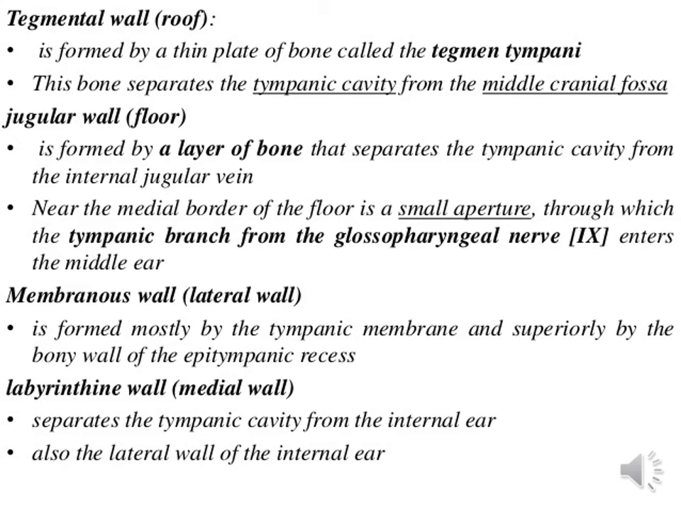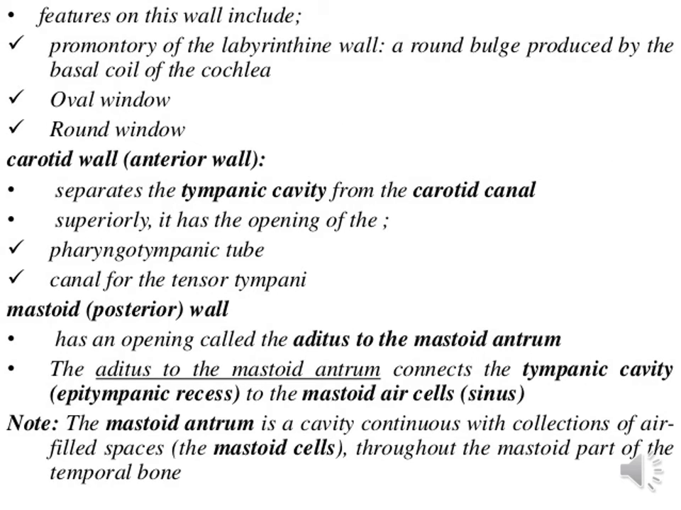The lateral wall, or membranous wall, is formed mostly by the tympanic membrane and superiorly by the bony wall of the epitympanic recess. The medial wall, or labyrinthine wall, separates the tympanic cavity from the internal ear, and is also the lateral wall of the internal ear. The features of this wall include the promontory of the labyrinthine wall, a round bulge produced by the basal coil of the cochlea, the oval window, and the round window.